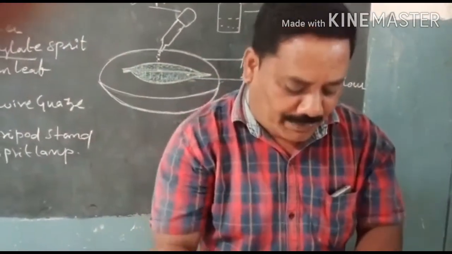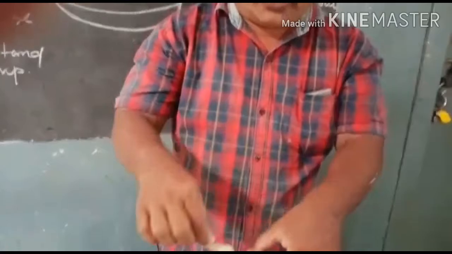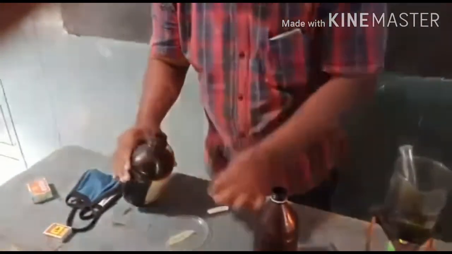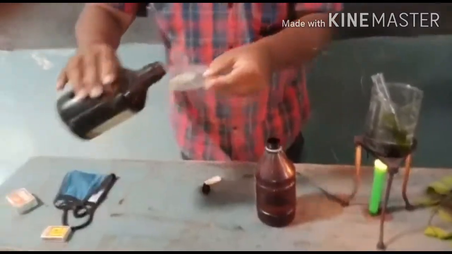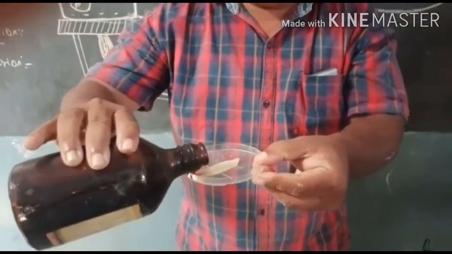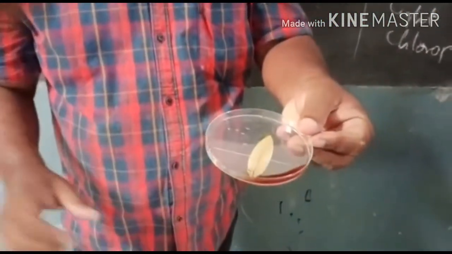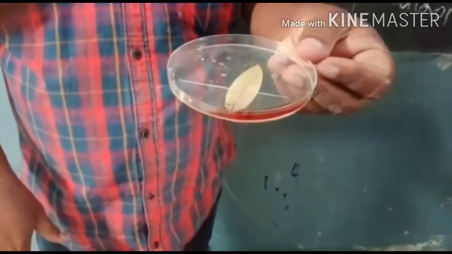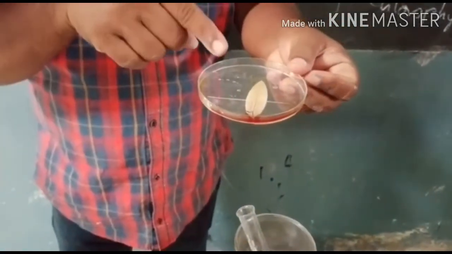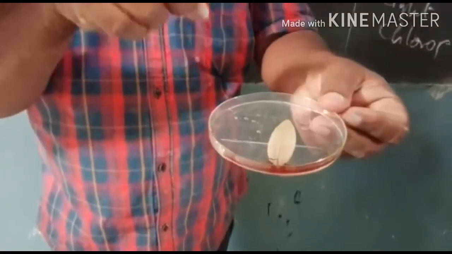After bleaching in the petri dish, you should add 1 or 2 drops of the iodine solution onto the leaf. Now observe the leaf. The leaf changes to deep blue in color. Why does the leaf change to deep blue? Because of the presence of starch in the leaf.